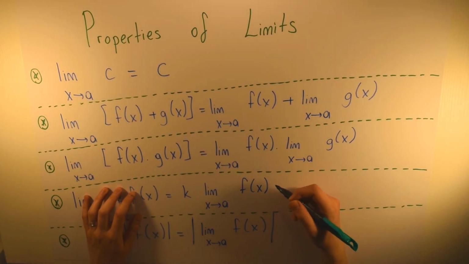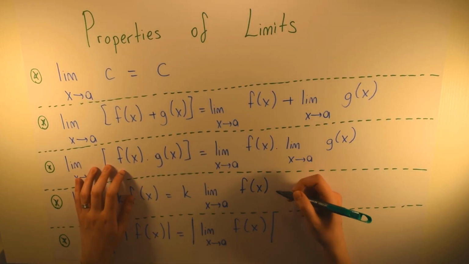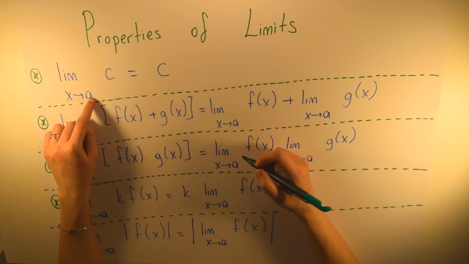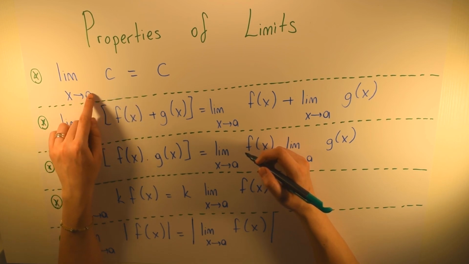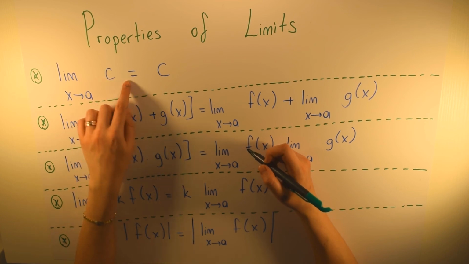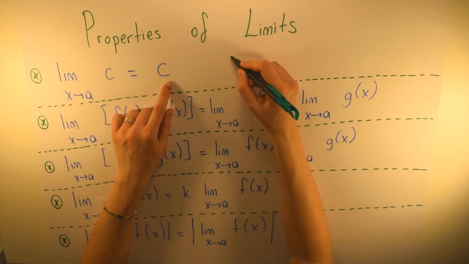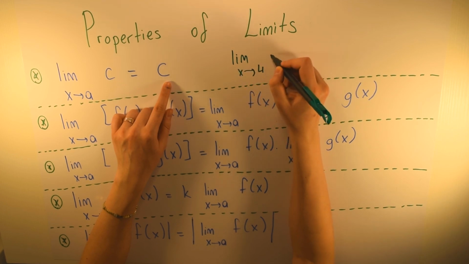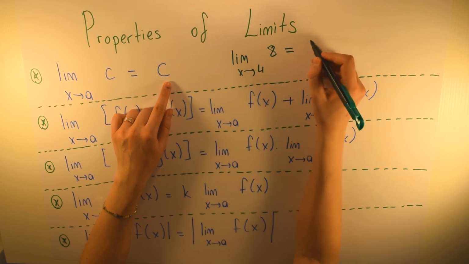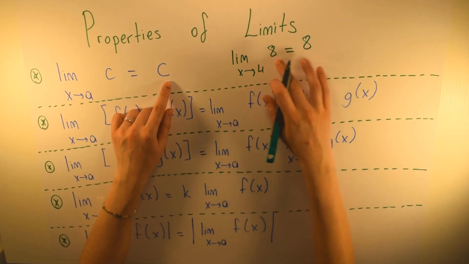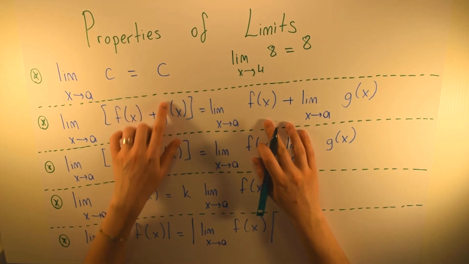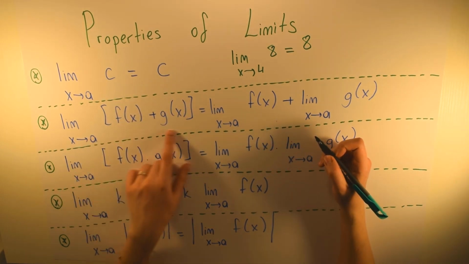Now let's see properties of limits. So the limit of a constant function is the constant. As you can see here, limit as x approaches a of a constant is equal to the constant. Let's say you have limit as x approaches 4 of 8. Okay, so this is equal to 8. It doesn't matter where x approaches, it will always be 8.